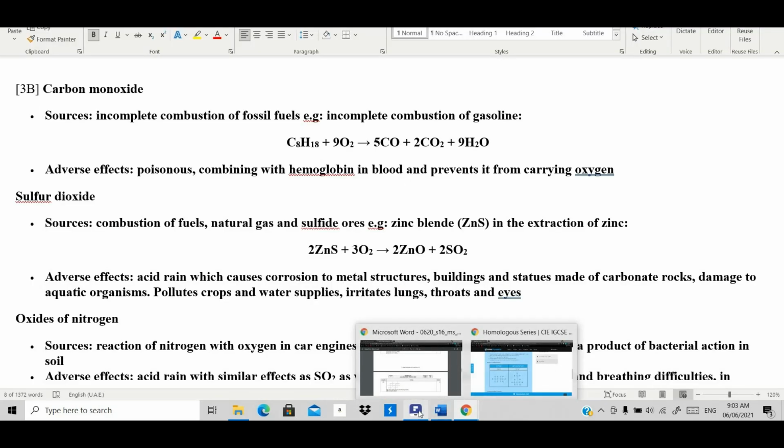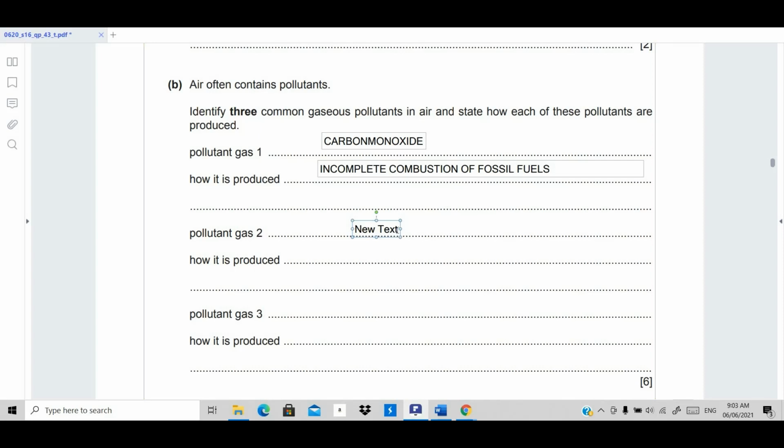So the answer, the pollutant gas 2 is sulfur dioxide. Sulfur dioxide. And how is it produced? You need to know. Look, I can answer these types of questions in 2 minutes, in 3 minutes, but explaining takes a lot of time. So you should be familiar with each and every concept. I hope you're understanding.